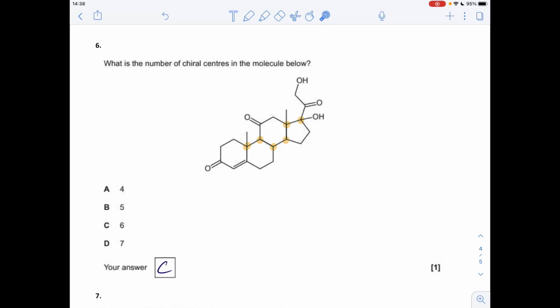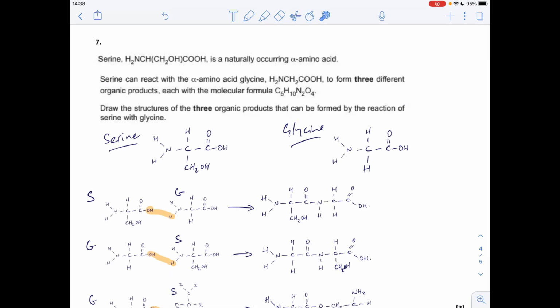Question number 6, what's the number of chiral centers in the molecule below? So the answer was 6. I'll just explain one of them. I'll go for that one there. So we're looking for carbons basically with 4 different atoms or groups of atoms attached. So this carbon here has got a methyl group, and then it's got a carbon down there with this on. It's a carbon up there with different stuff directly attached to it, which makes these carbons different from each other. And obviously that carbon there has got a CH2 on it, and then the C double bond and so on. So 6 altogether.